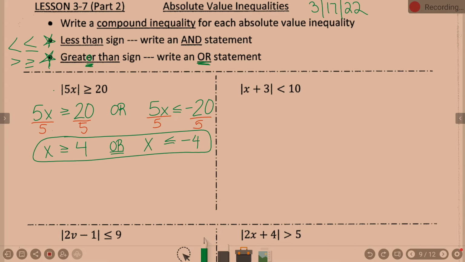Can we review what the graph looks like real quick? If I put 4, 0, and negative 4 on here.